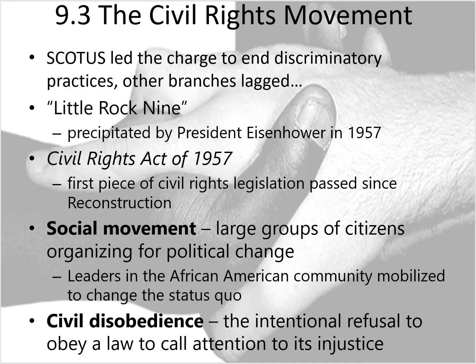9.3, the Civil Rights Movement. Obviously, if we're looking at a chapter entitled Civil Rights, it makes sense that we would look at the Civil Rights Movement. So it was SCOTUS that kind of led the charge to end discriminatory practices. Other branches did lag behind. And we kind of already visited as to why that is, that SCOTUS was making all these decisions, yet nothing was getting done. It wasn't until 1957 that Eisenhower nationalized the Arkansas National Guard to walk the Little Rock 9 to school every day.